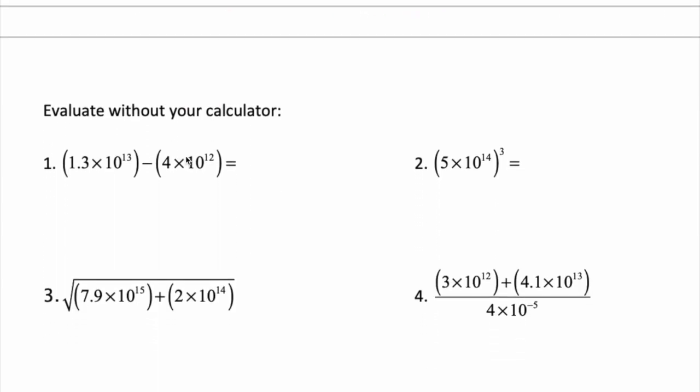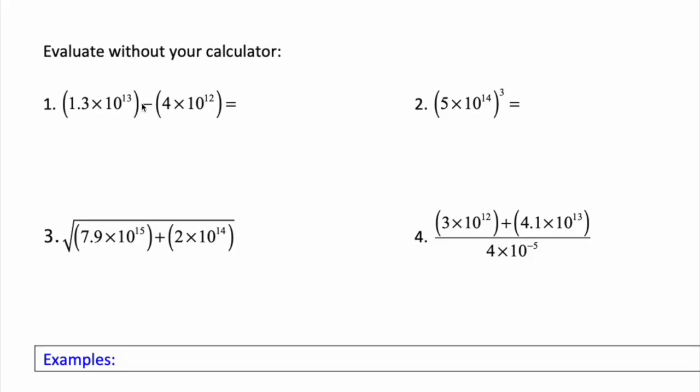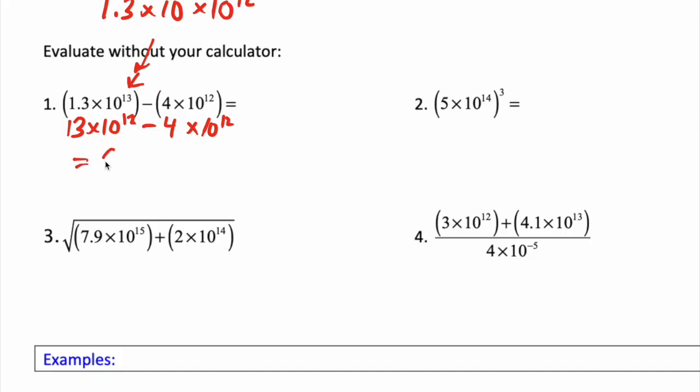Okay, you can do some calculations without a calculator. If you have the same exponent, you can just subtract them. Okay, so this is times 10 to the power of 13. So you can write it like this, right? That converts it to 10 to the power of 12. You just factor out 10, and then you get 13 times 10 to the power of 12 minus 4 times 10 to the power of 12. This is just like 13x minus 4x is 9x, and you get 9 times 10 to the power of 12.